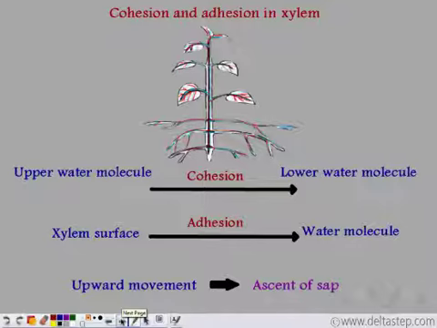In the xylem, the attraction between the upward water molecule and the lower water molecule is known as cohesion, and the attraction between the xylem surface and the water molecule is known as adhesion. Now, this upward movement of the water is known as ascent of sap, where sap means water plus minerals.